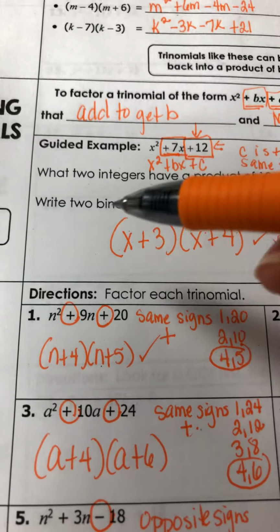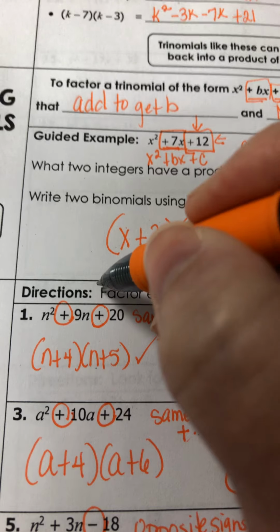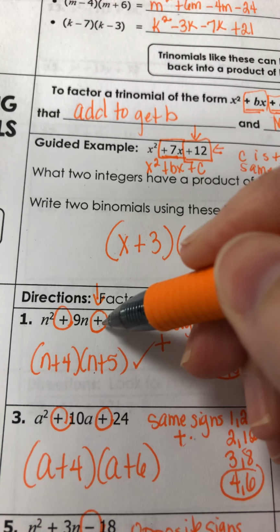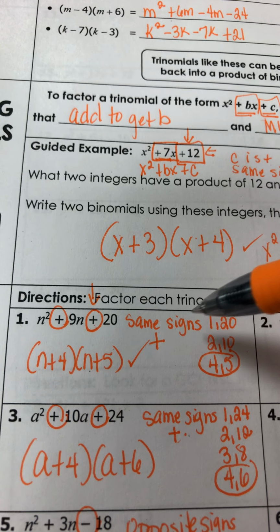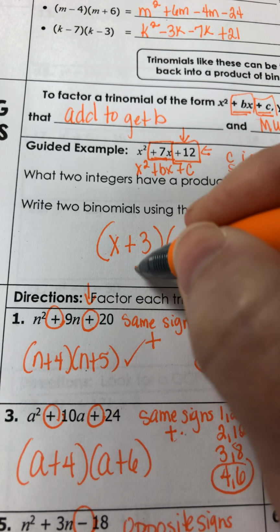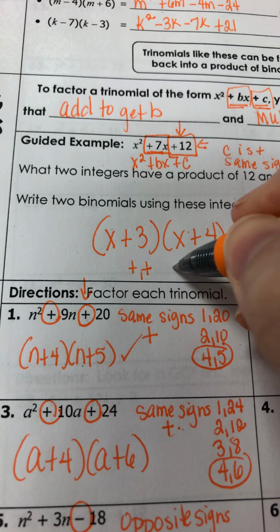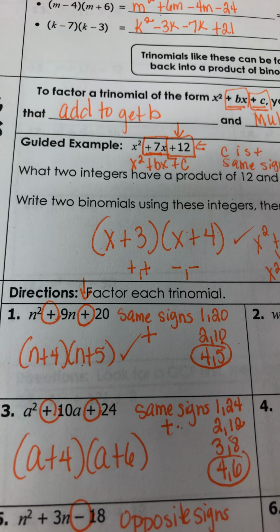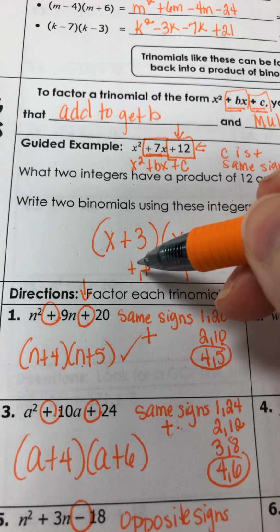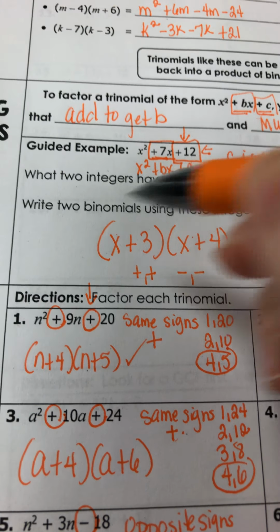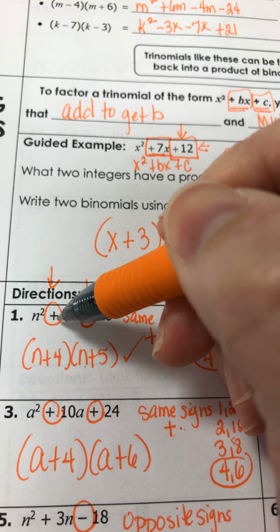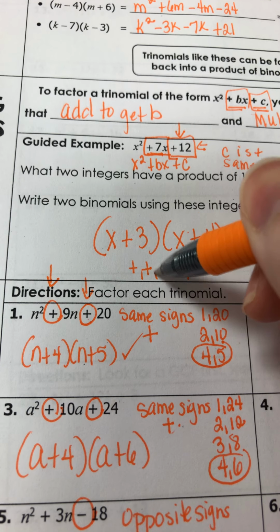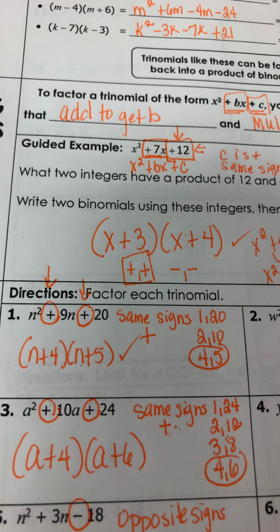So let's look at number 1. First things first, let's look at C. You see how C is positive? If C is positive, you've got to have same signs. That means both of them need to be positive or both of them need to be negative. In order to figure out if we need two positives or two negatives, look at your addition number. If your addition number is positive, then that tells me that both signs need to be positive.